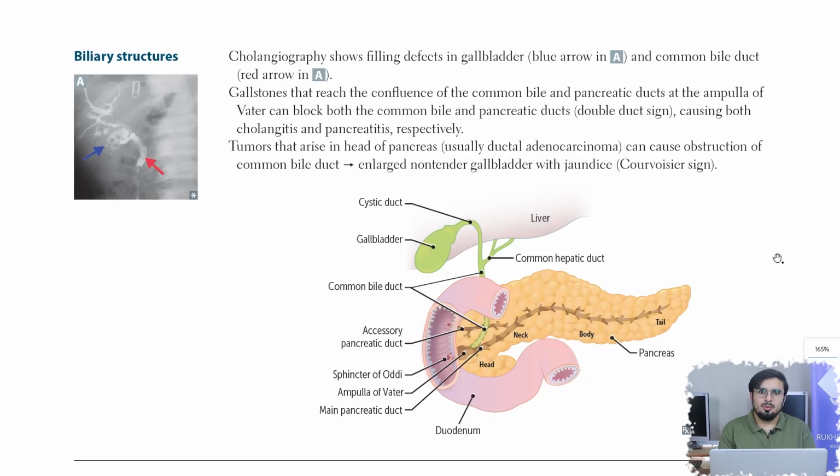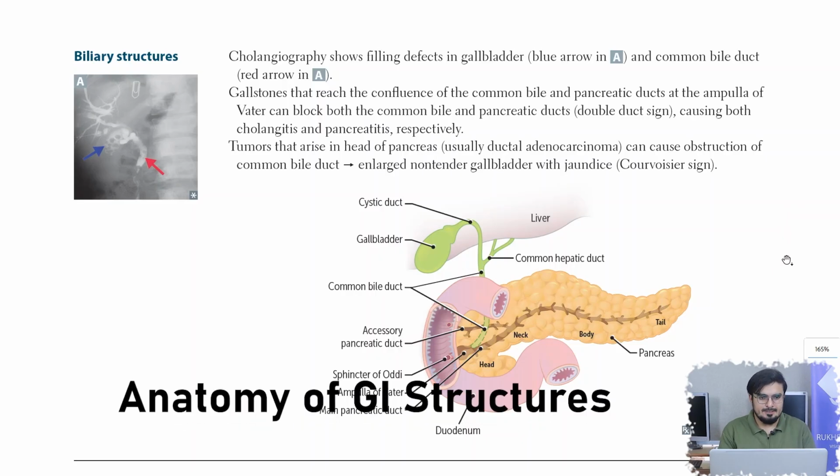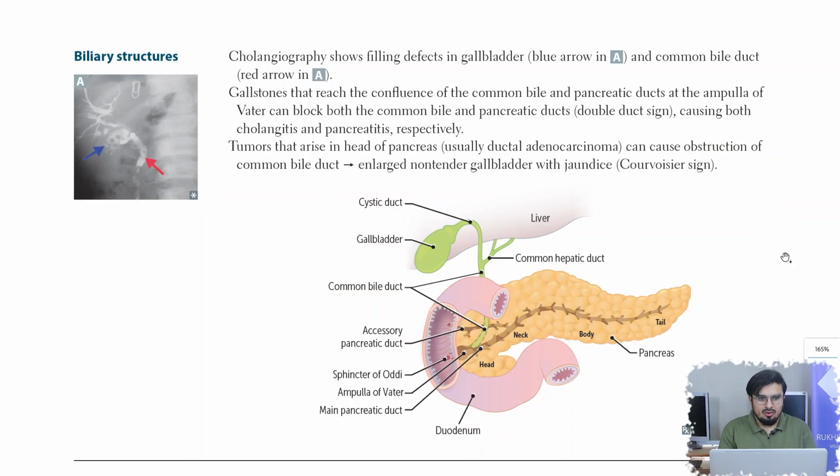We'll continue from where we left. We'll continue with the anatomy of GI structures. Today we'll be discussing the biliary structures, the anomalies associated with them, and the formation of various hernias and the structures associated with these. Starting off with biliary structures.